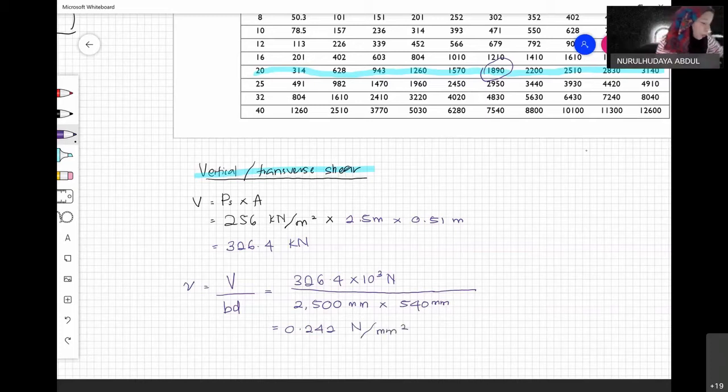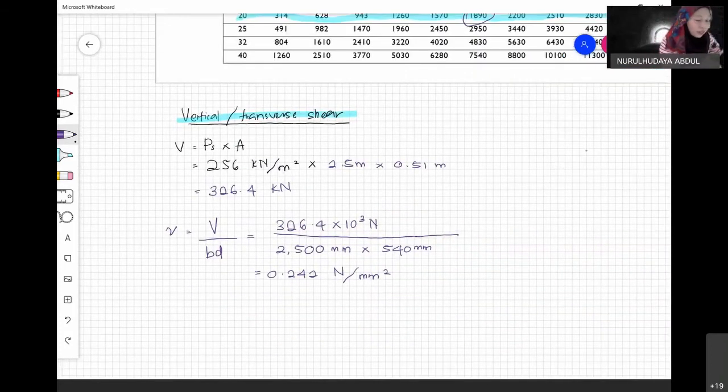So what we need to do, kita dah ada kita punya shear stress, but we need to compare dengan concrete shear stress to make sure that shear stress yang concrete can support. Maksudnya kita tak perlu provide extra lah. Maksudnya concrete boleh support shear stress this much, which is okay already. Kita tak perlu provide extra. Kalau tak kita kena provide extra reinforcement for that.